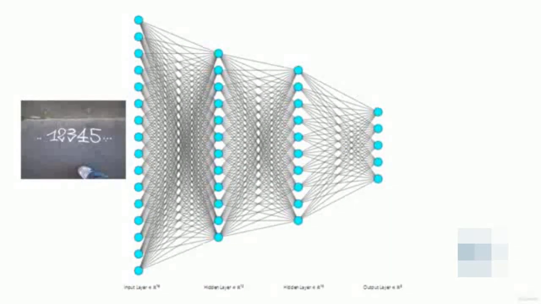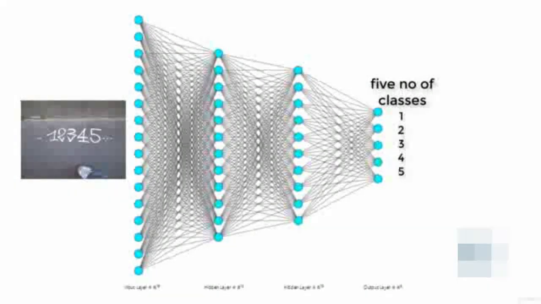Suppose our model was trained on classifying 5 types of numbers from an image. Each node in the output layer would represent one of the 5 possibilities. For example, we could have 1, 2, 3, 4, and 5 as an image. The categories or classes depend on how many classes are in our dataset.